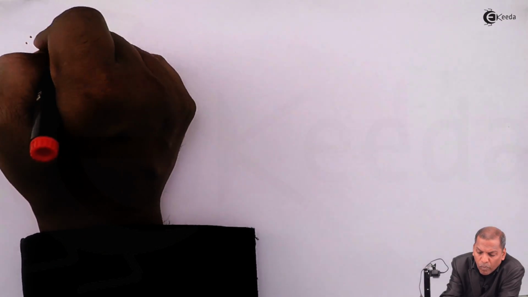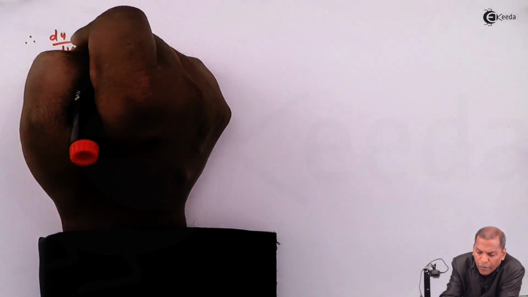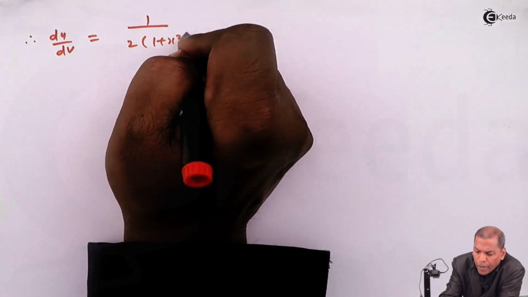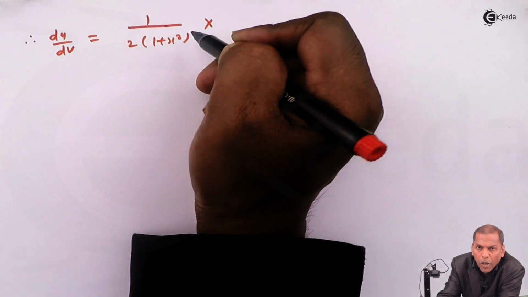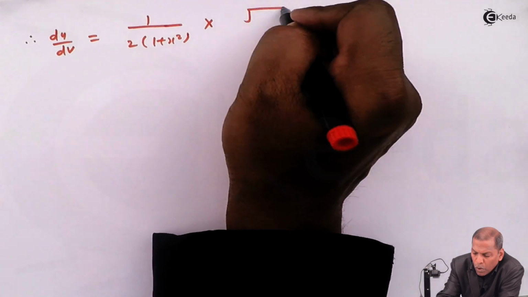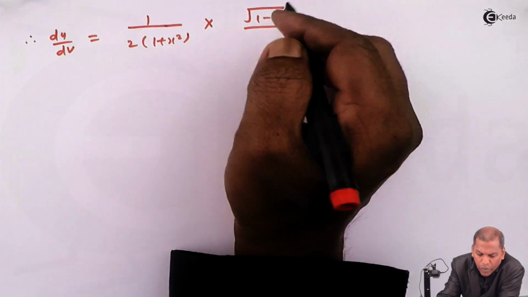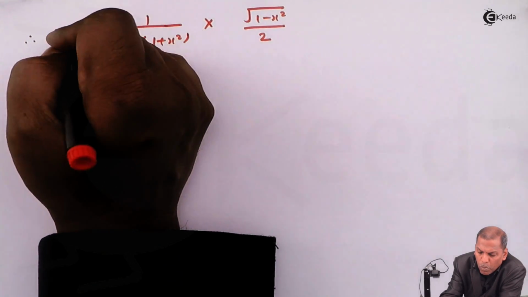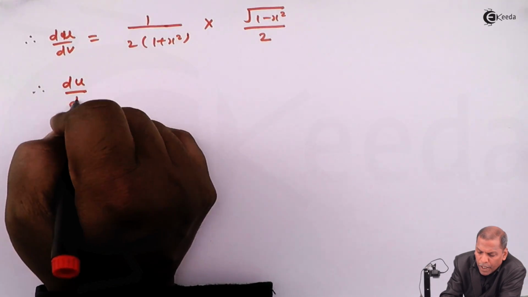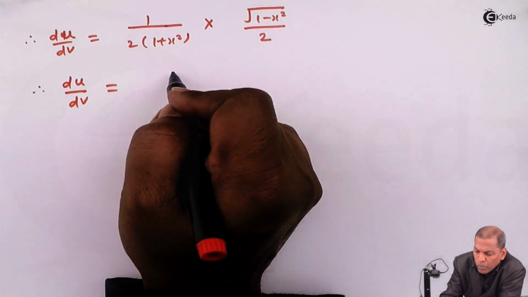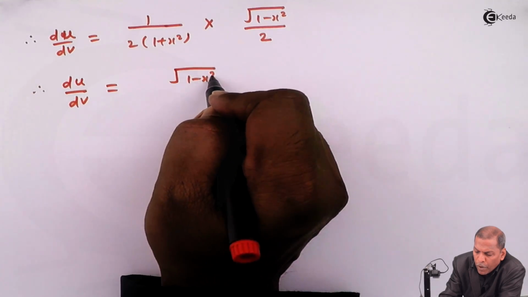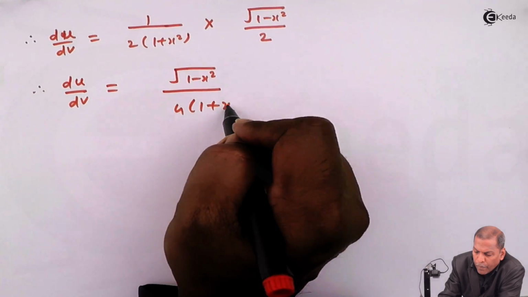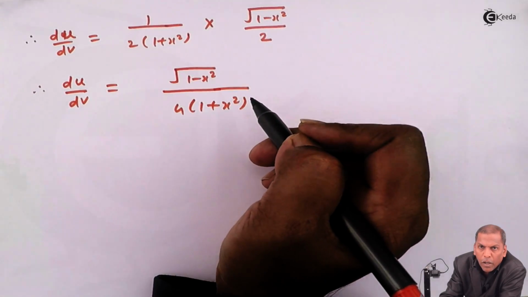Therefore, du upon dv is equal to 1 upon 2 in bracket 1 plus x square into root 1 minus x square upon 2. So therefore du upon dv is equal to square root of 1 minus x square upon 2 into 2, that is 4, in bracket 1 plus x square in the denominator.